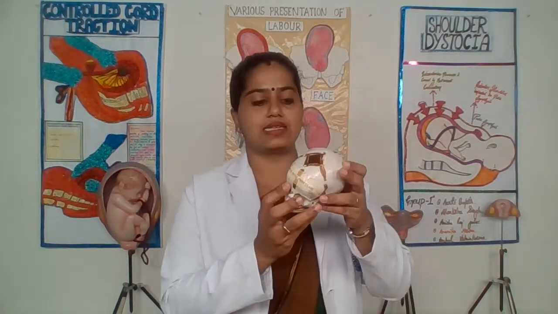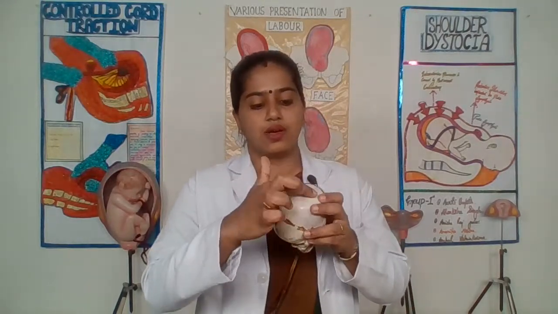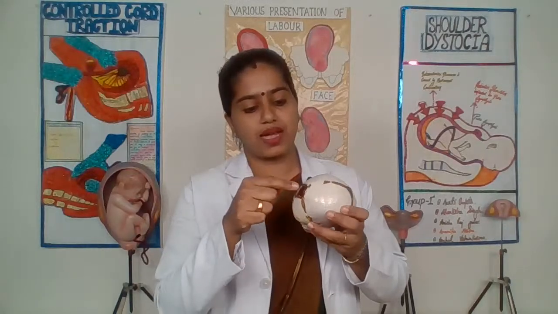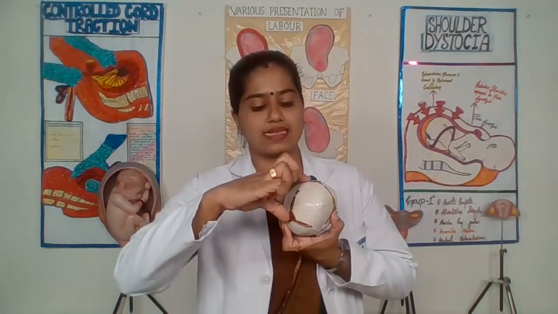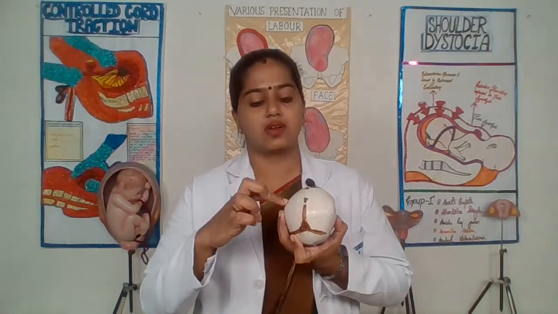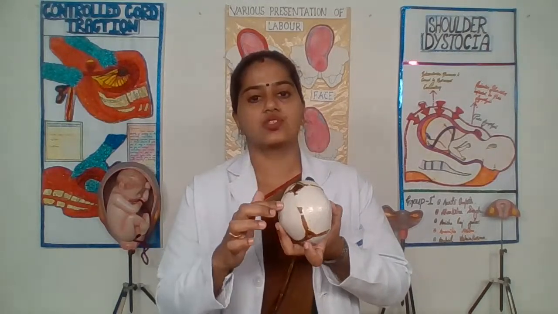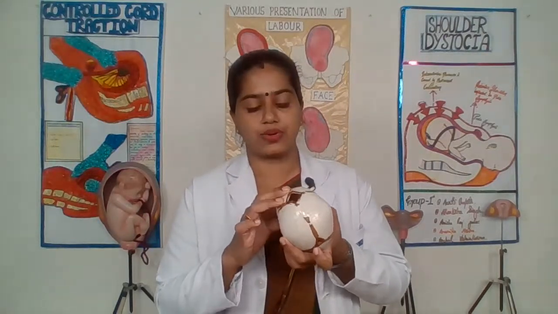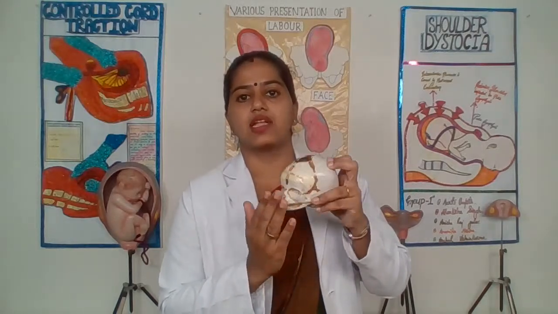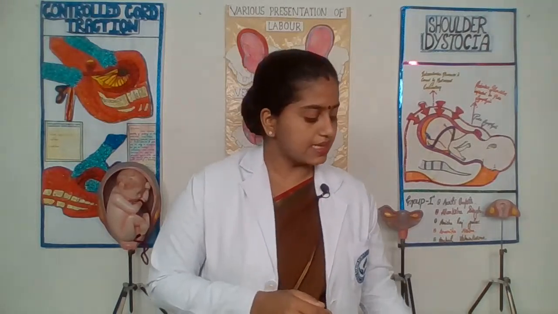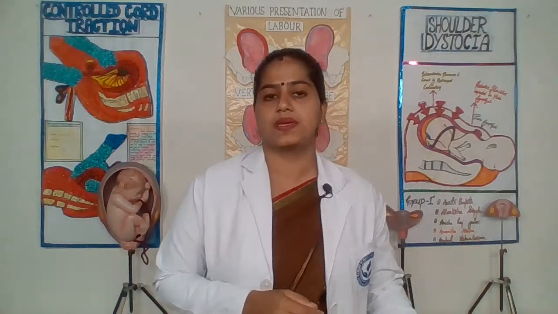So this is the fetal skull. The vertex is the part between the anterior fontanelle and the posterior fontanelle. This part is known as the vertex. This is the normal; this has to come and lie in the lower segment of the uterus. If the face of the fetus comes and lies in the lower segment of the uterus, then it will be known as the face presentation.